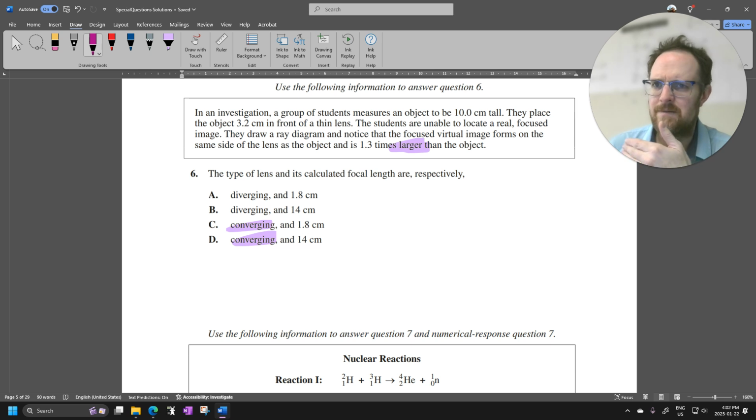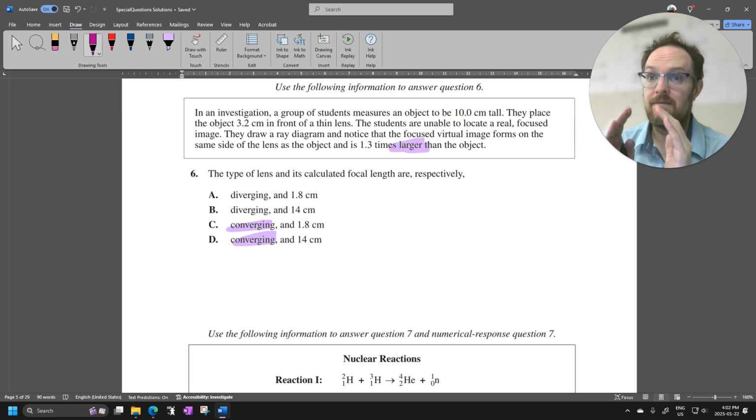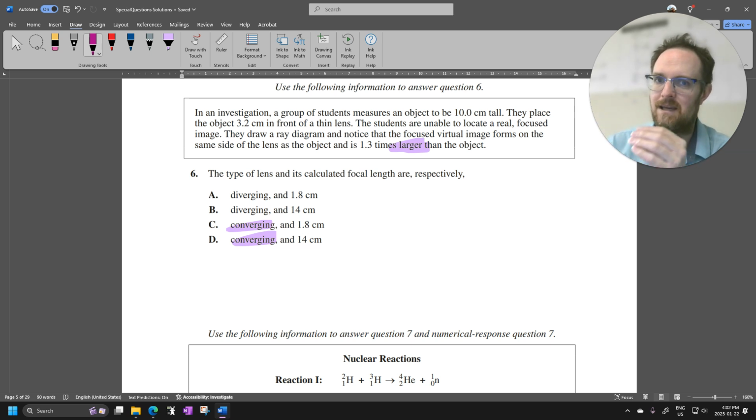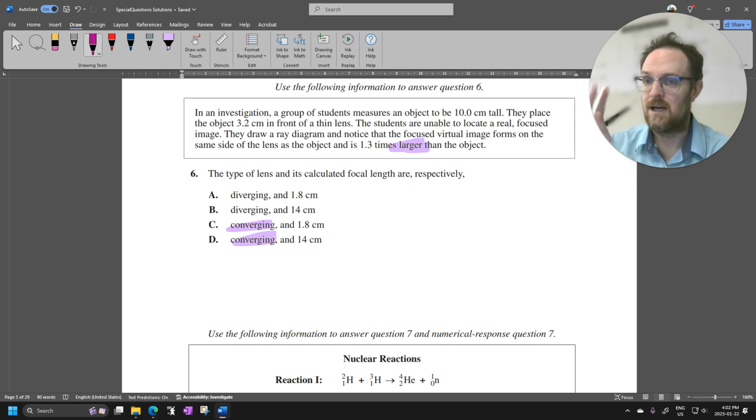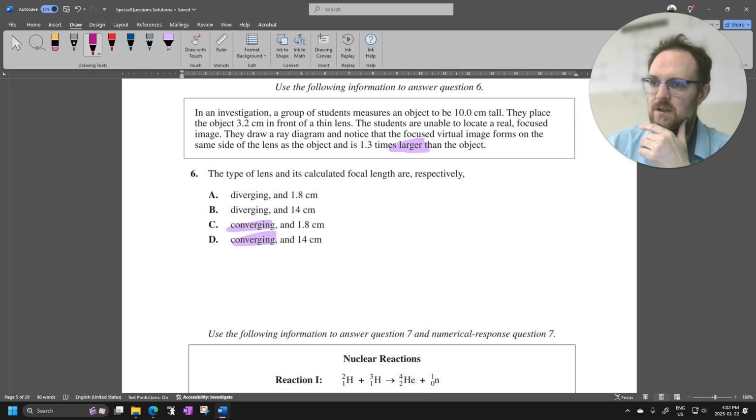Based on I know that it's larger, it has to be converging. Remember the diverging mirror, the convex mirror and the diverging lens have the same mathematics, and they always end up being the same. Virtual, diminished, and upright, right? Yeah, cool. So let's do the math on this one now. I wonder if you can figure this any other way.